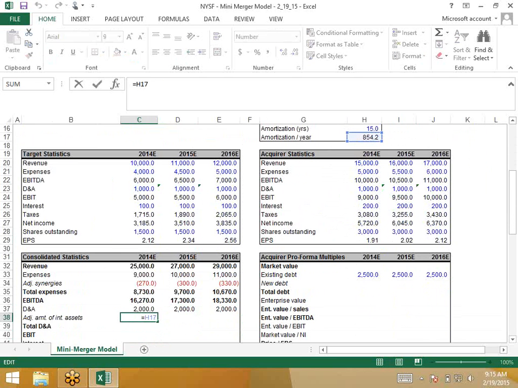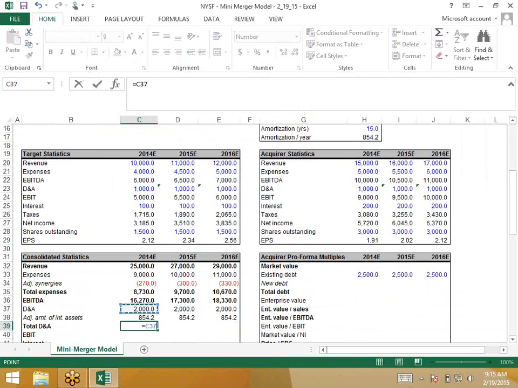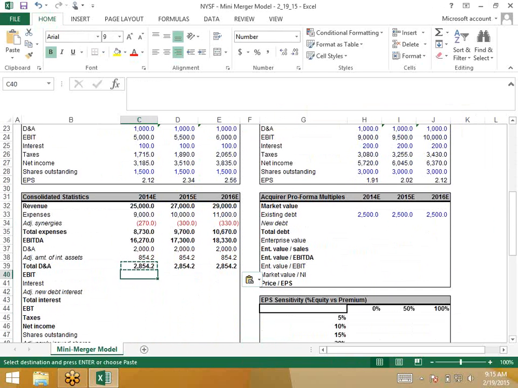That's 854.2. We're going to anchor the reference to that so that it stays flat. And so the new total depreciation is the old depreciation, which is the sum of the acquirer and target, plus this new adjusted. Got it? And you can calculate EBIT, right? EBITDA minus D&A.